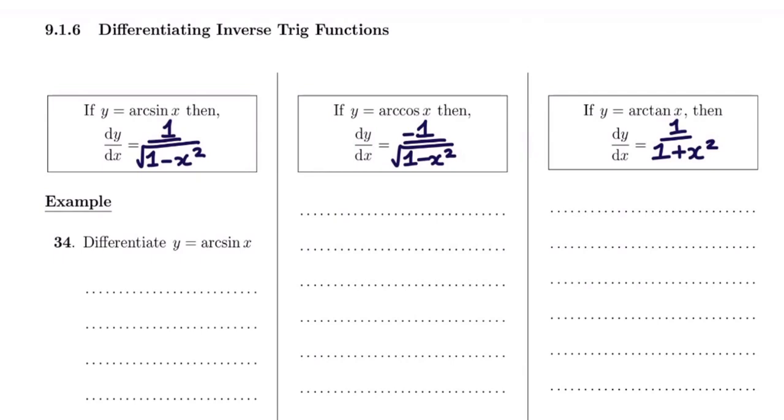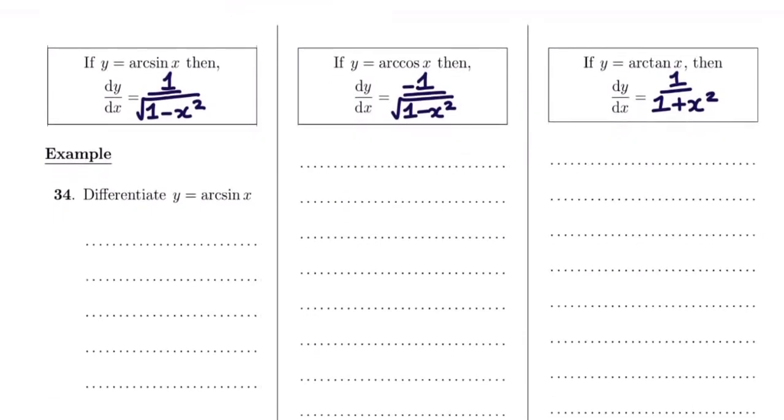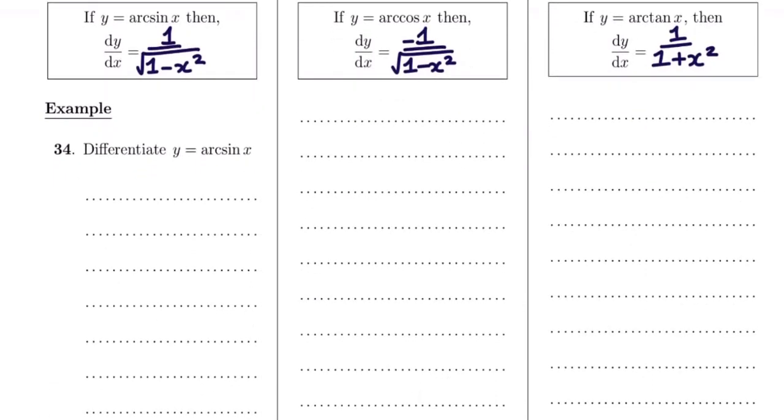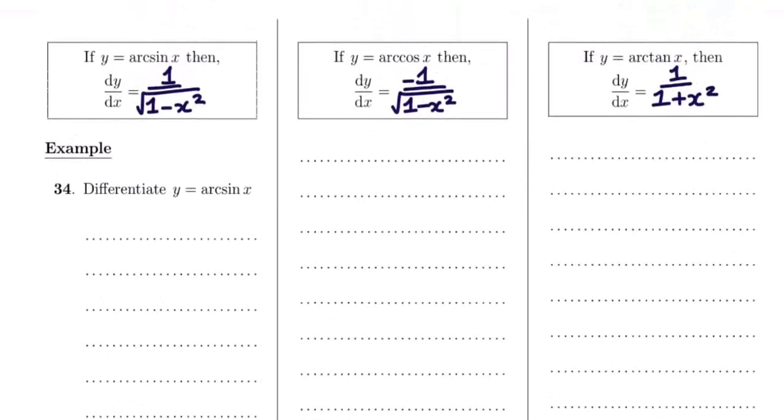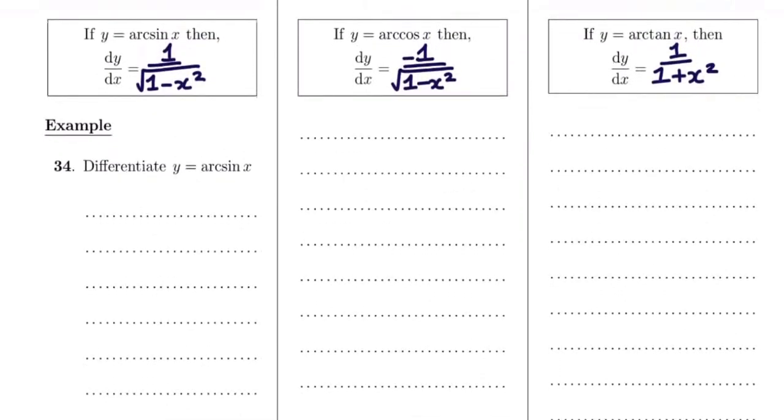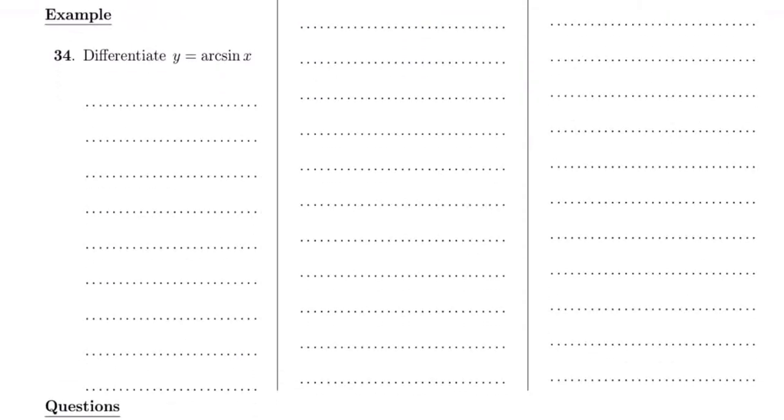So I'm going to have a look at differentiating arcsine and arctan, and arccos, you notice, is practically identical to arcsine apart from the negative. I'm going to prove the first one. Imagine the question said, show that if y equals arcsine of x, then dy/dx is 1 over the positive square root of 1 minus x squared. So I'm going to start with y equals arcsine of x.